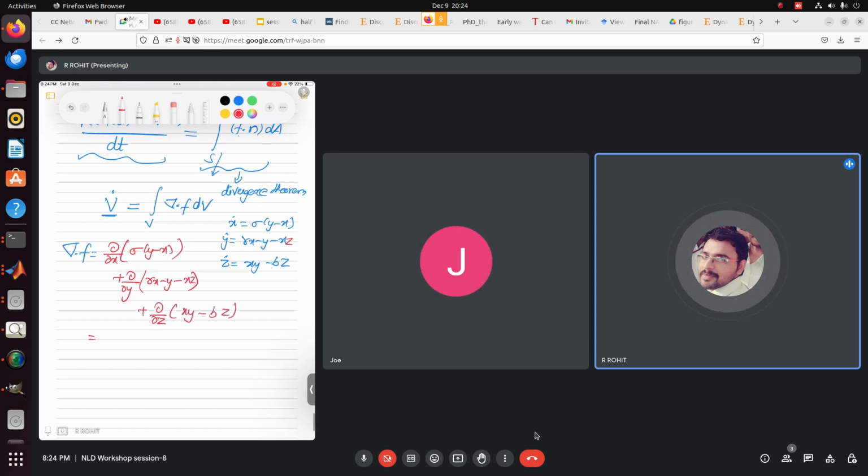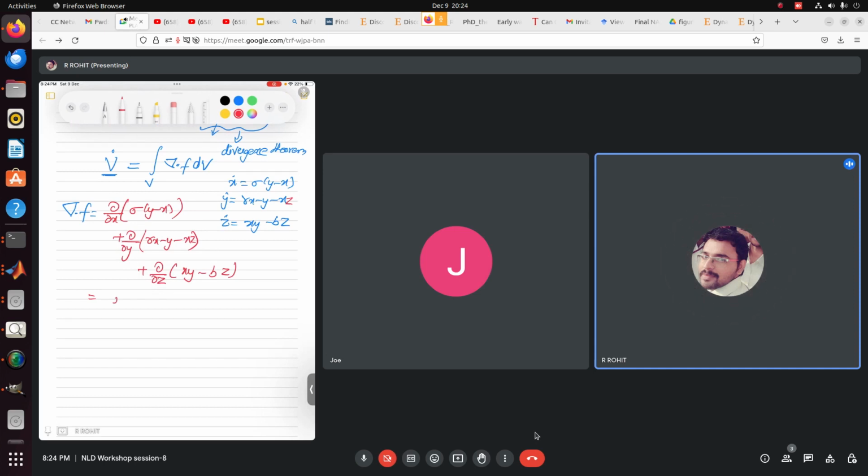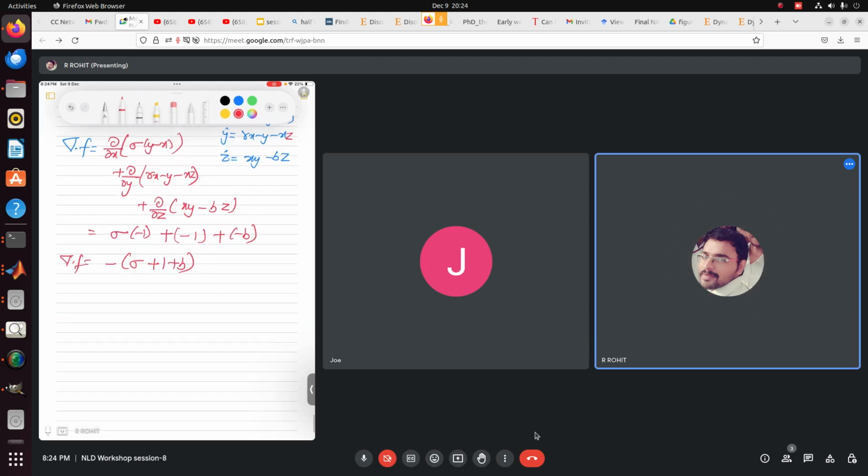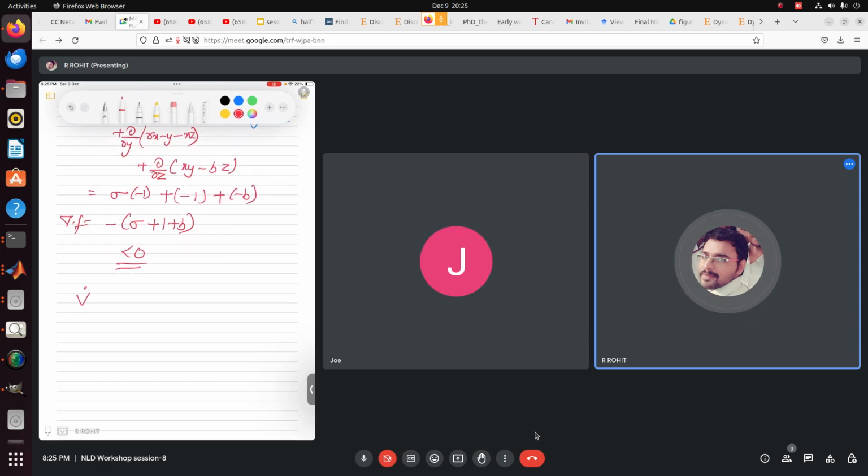Now if we take the derivative of it, it is nothing but sigma times minus 1, plus dou by dou y of minus 1, plus dou by dou z of minus b. So you are left with minus sigma plus 1 plus b. This is the divergence of f. So this tells us that the divergence of f is every time less than 0, let sigma and b be any value. So the volume rate V dot is equal to minus sigma plus 1 plus b. It is less than 0 every time.